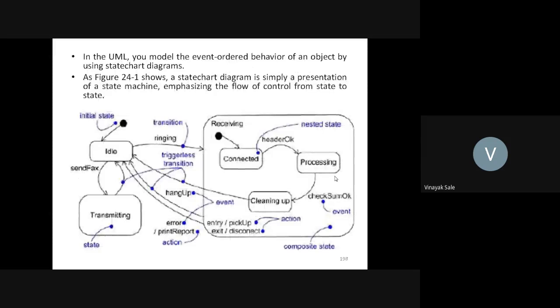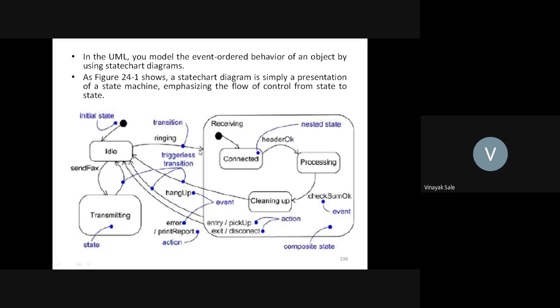So in UML, we model event-ordered behavior of an object using a state chart diagram. This is an example of a state chart diagram. Here, idle, connected, processing, cleanup, and transmitting are the different states. Initially, the state is idle.